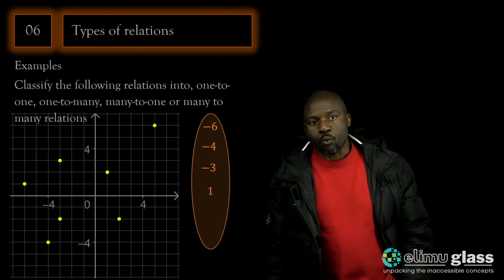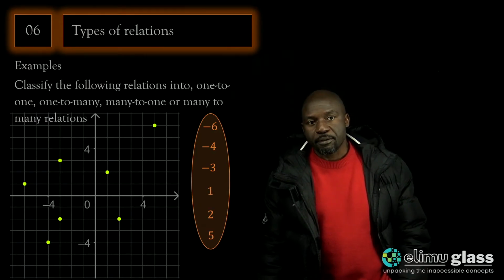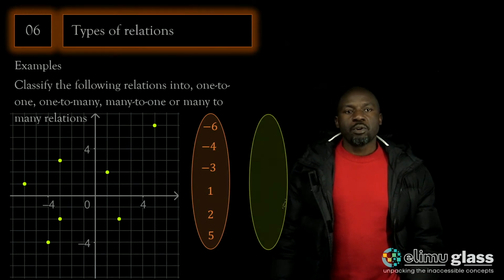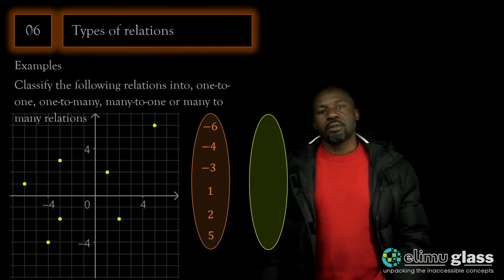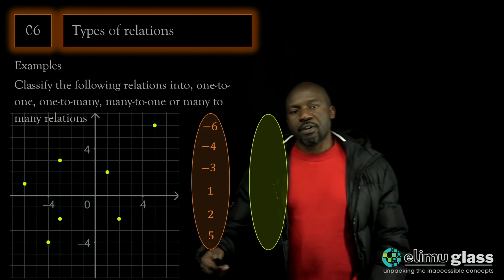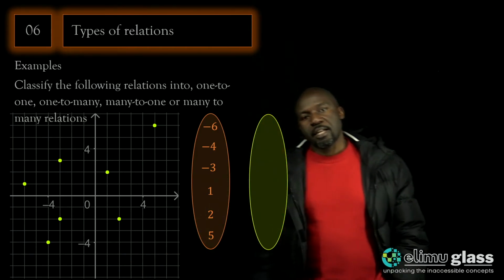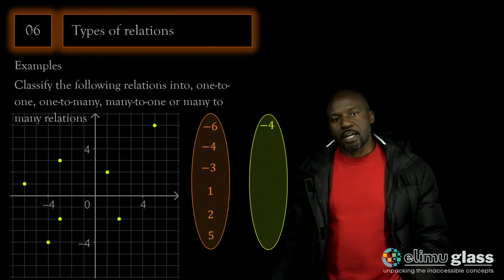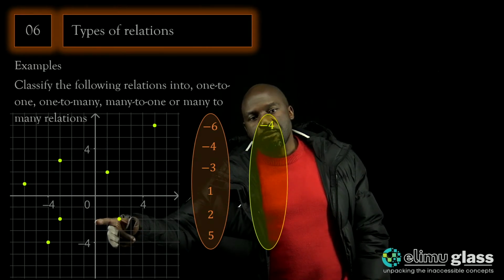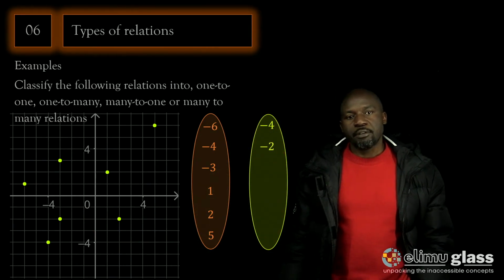Then we have 1 and 2 and 5. Okay, like that. And then we go to the output side, and again now we are looking at the values of y. Okay, so what's the lowest value of y there? I can see there is a -4. All right, and then these two data points share -2 there, I believe.